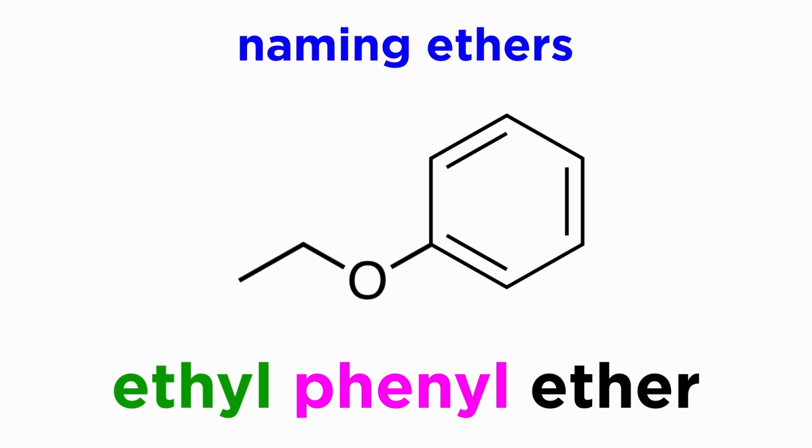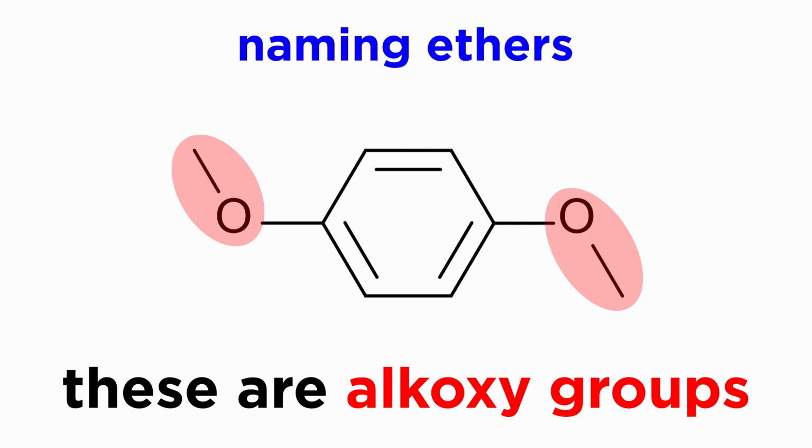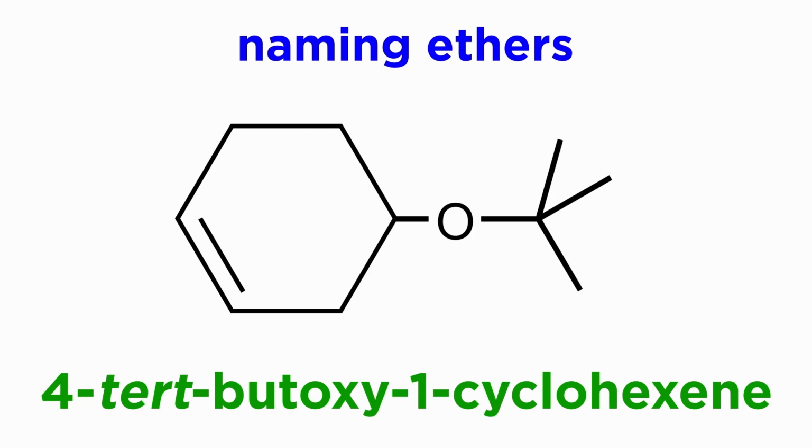We must also be aware of what occurs when there are other relevant functional groups as well. Once again, when an ether must be listed as a substituent due to the presence of a higher priority substituent, we will refer to the oxygen and one of its alkyl substituents as an alkoxy group. So this is para-dimethoxybenzene, as there are 2 methoxy groups. This is 4-tert-butoxy-1-cyclohexene, since the cyclohexene takes priority.